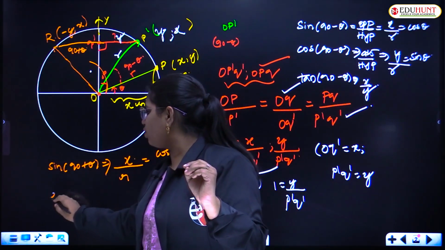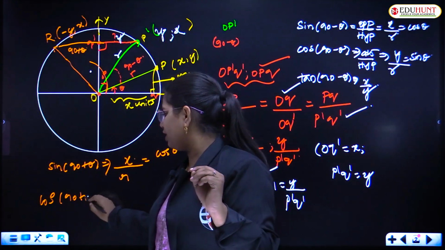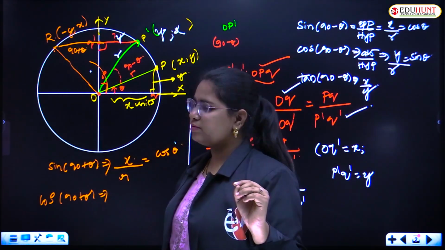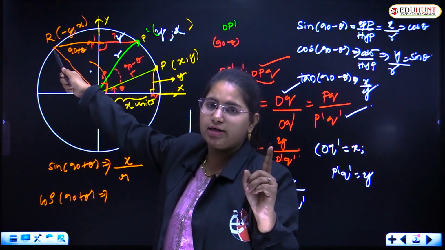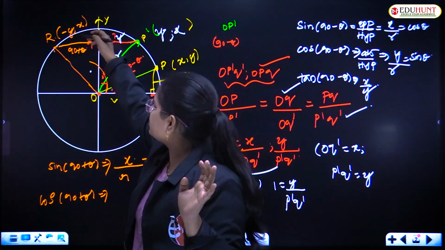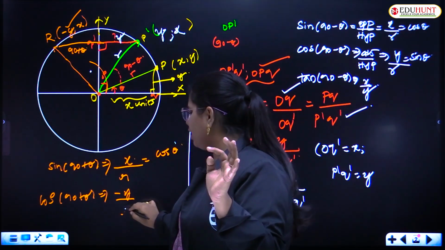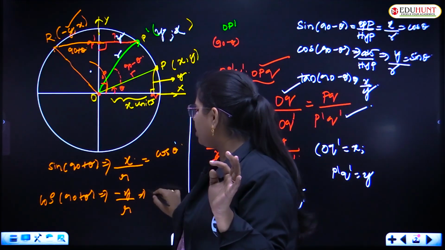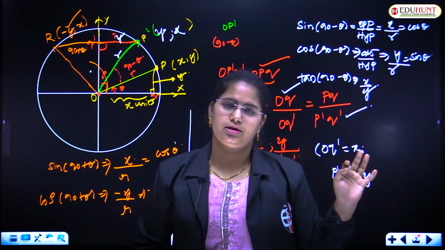Next, if you want to derive cos 90 plus theta, what is the value of cos 90 plus theta? Cos is always defined as x coordinate by radius. What is x coordinate here? Minus y. Minus y by r is actually the definition of sin theta. So that will be equal to minus sin theta.